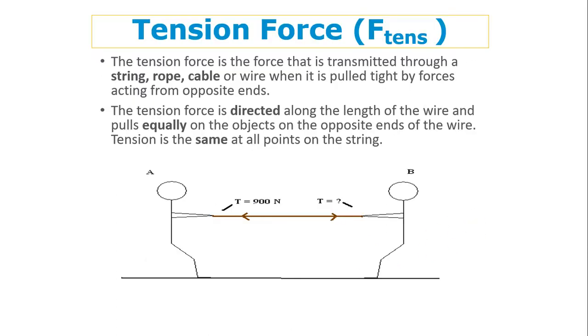Next force is tension. Tension force is a force that is transmitted through a string, a rope, a cable, or wire when it is pulled tight by forces acting from opposite sides, like two people pulling on a string. There is tension on the string. The tension force is directed along the length of the wire and pulls equally on the objects at the opposite ends of the wire. So if over here you have 900 newtons, what is the tension over here? It has to be the same. Tension everywhere is the same, so over here it has to be 900 newtons as well.